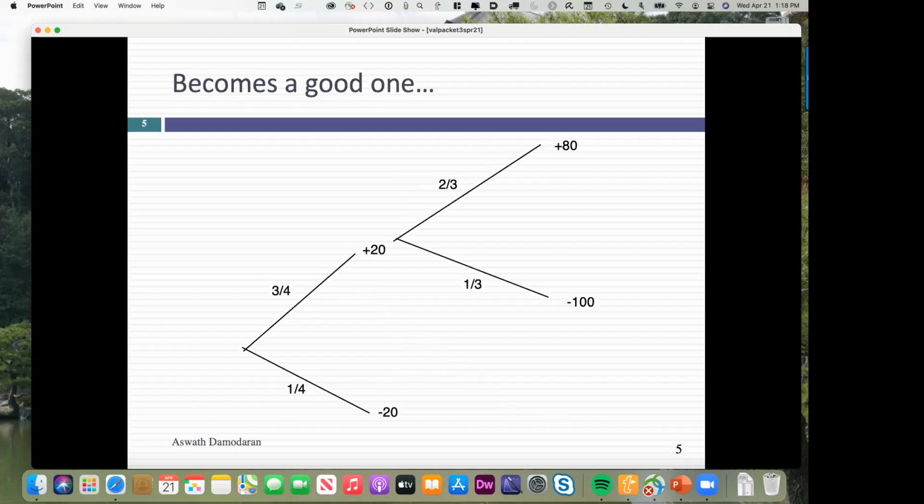Now I'm going to play a little game. I'm going to take this investment I showed you and break it up into a slightly different version of the same investment. Now you have two branches, a mini investment up front, but there's a 75% chance of success where you make 20 million and a 25% chance that you lose 20 million. If you lose 20 million in that first round, you stop. The game's over. But if you make 20 million, you continue with the second investment. But there's a 2/3 chance of making 80 million and a 1/3 chance of losing 100 million.